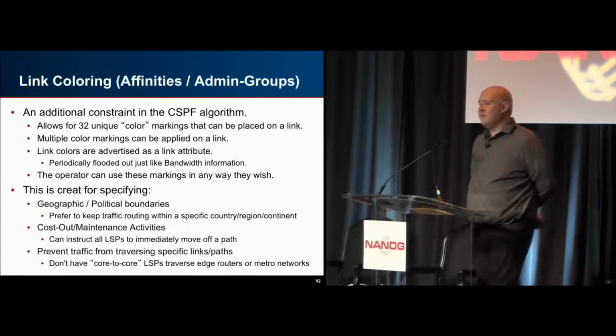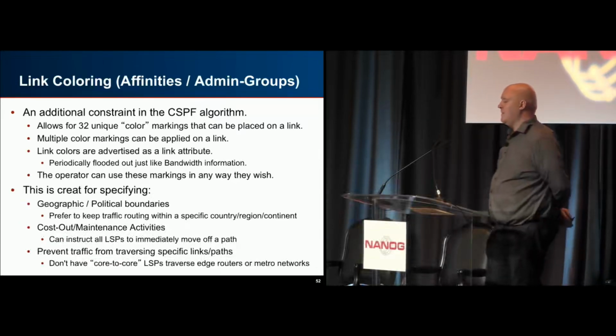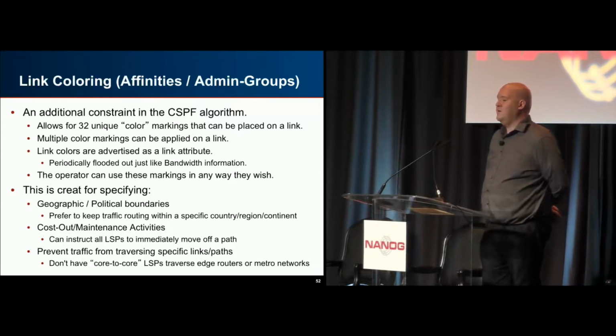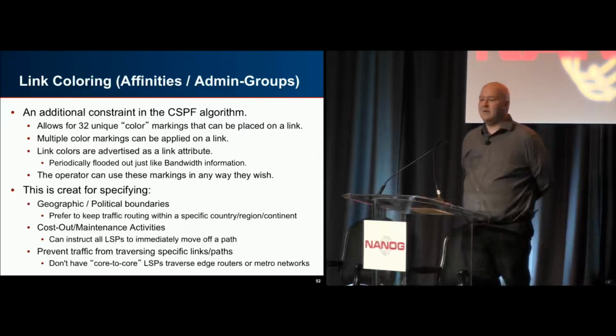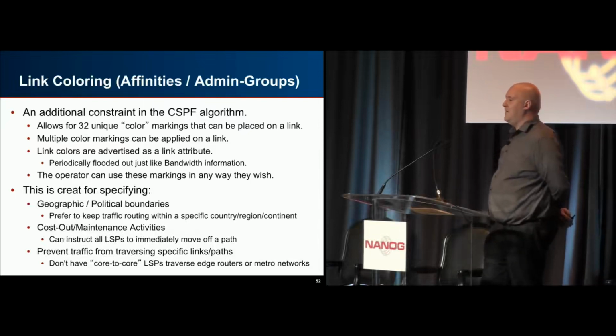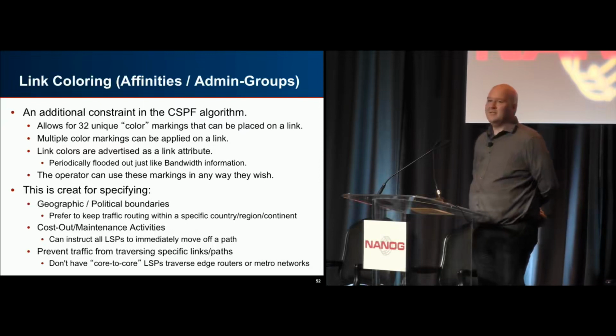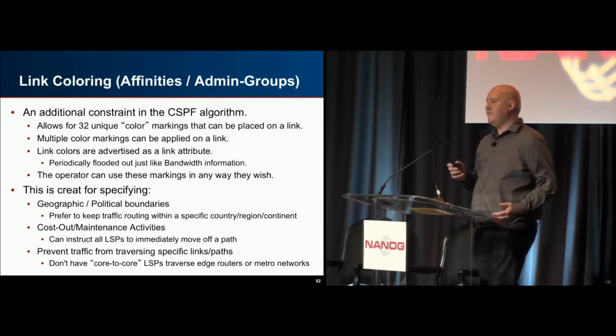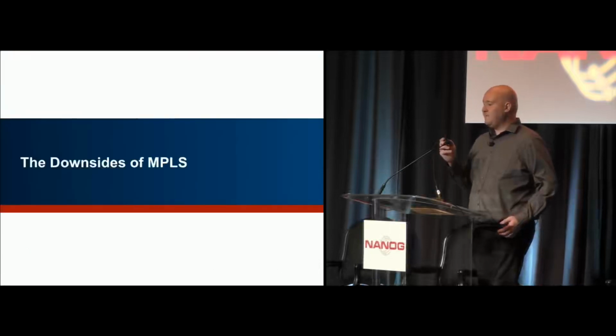You can cost things out for maintenance activities this way, so you can instruct all the LSPs in the network to move immediately. You can prevent traffic from traversing specific links. Sometimes you might have a core-to-core LSP that you never want to go to an access network or a metro network. Sometimes you might have, for example, a super premium low latency path that you never want to make available to anyone other than a certain customer who paid you a lot of money for it. So the capabilities are there, and you can use this for whatever administrative values you want.